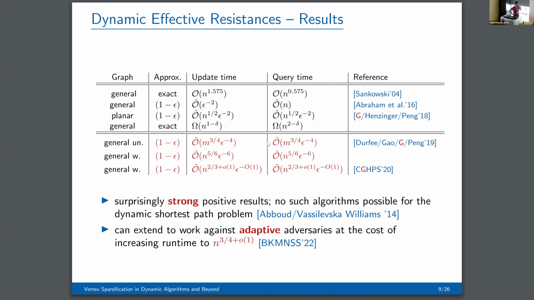Another one is that a majority of all of these results that I mentioned work only against oblivious adversaries, and I'm not going to get into the details of that. But I know that at this workshop there is a work coming up with a general framework where they prove that this result can be made to work against an adaptive adversary, but at the cost of increasing the running time to m to the 3/4 plus little o(1). Okay. Are there any questions about this type of results? No? Okay, then I will continue.